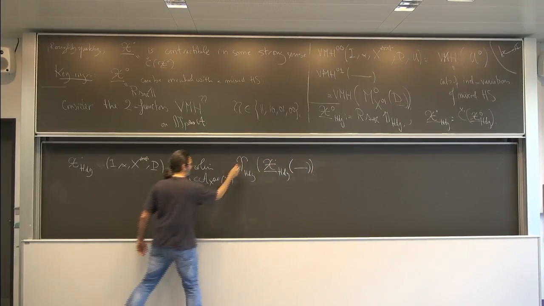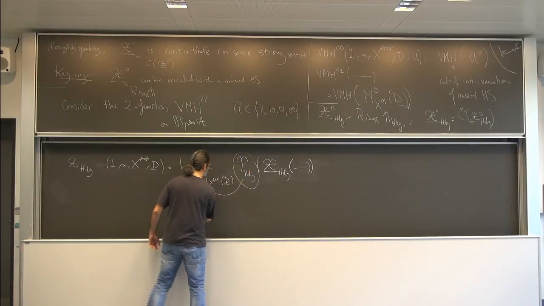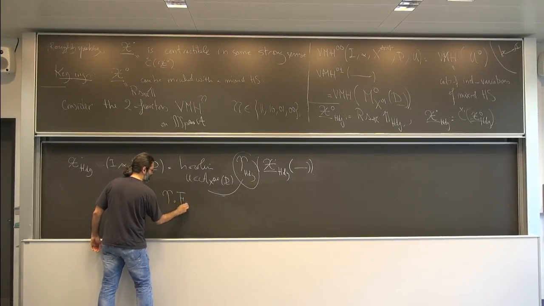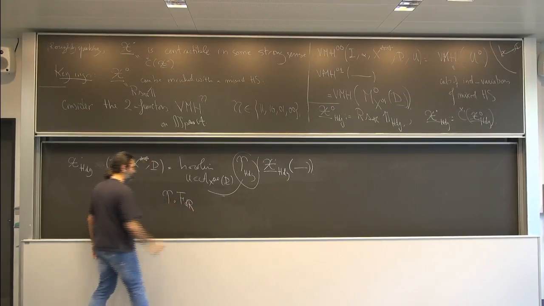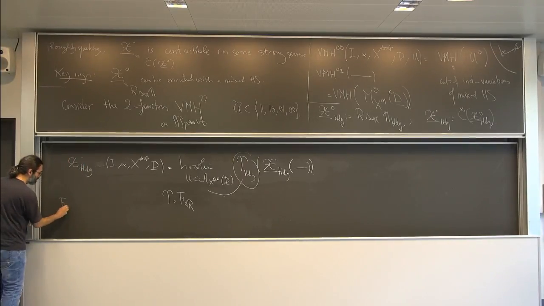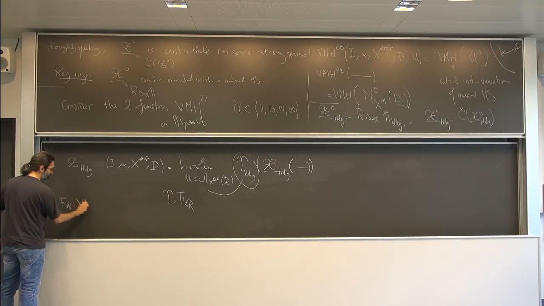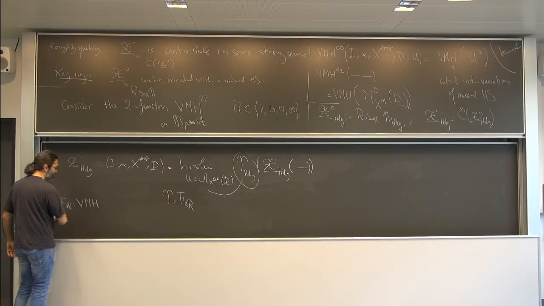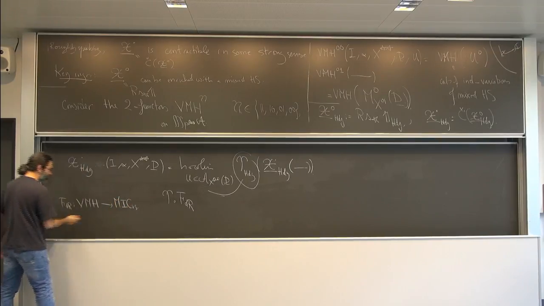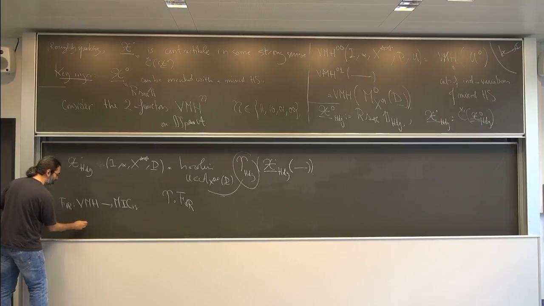And what is this guy here? This is just the previous epsilon composed with the forgetful functor f DRAM. So the f DRAM is the thing that goes from a variation of mixed Hodge structure to a module with regular singular connection, and this is just the DRAM component.